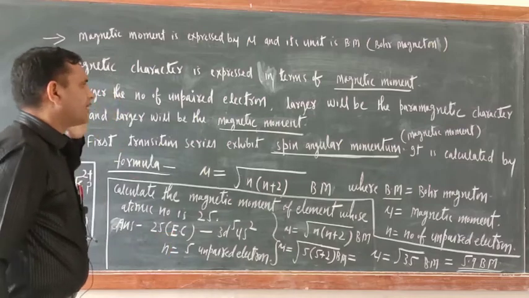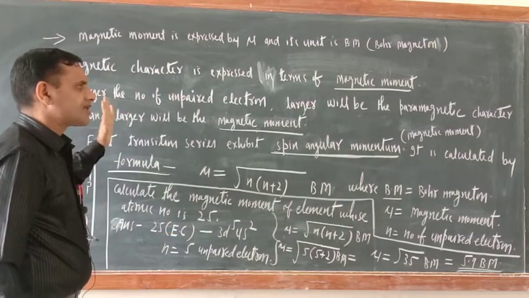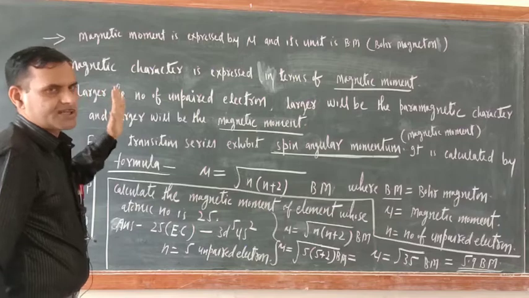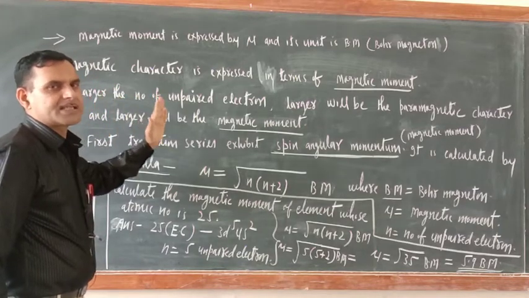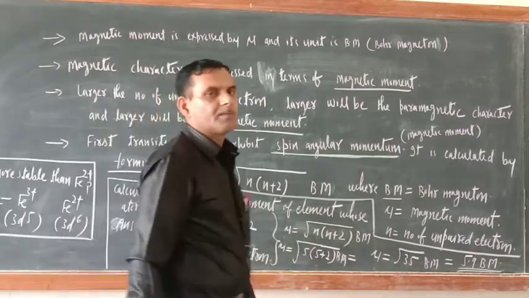So ultimately, what is the conclusion of this discussion? The conclusion is that the magnetic character of a transition element is expressed in terms of magnetic moment.